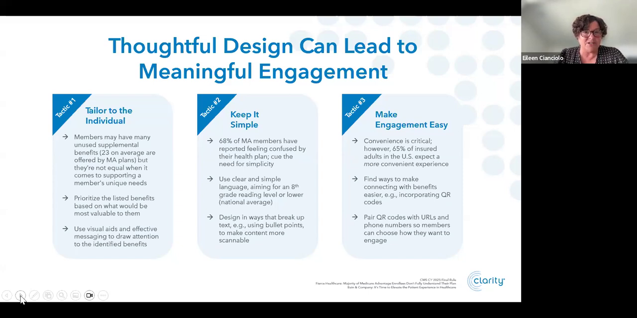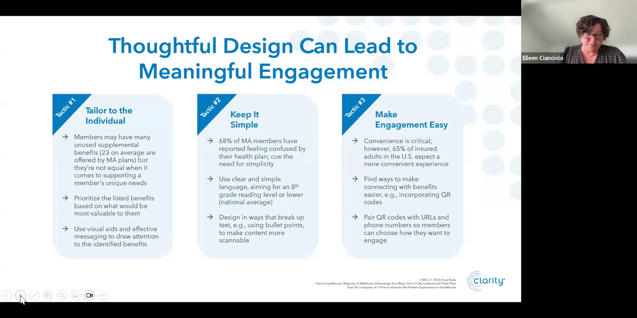Tailor that communication. Right? There may be multiple ways that an individual can have access to more information about transportation or about that supplemental benefit. So use a prioritized list around what's most valuable to that individual. Use different visual aids, right, to be effective in that messaging and really draw attention. Use QR codes, right, to be able to help drive individuals into where it is that they can find more information about the supplemental benefits, where they can sign up for, right?